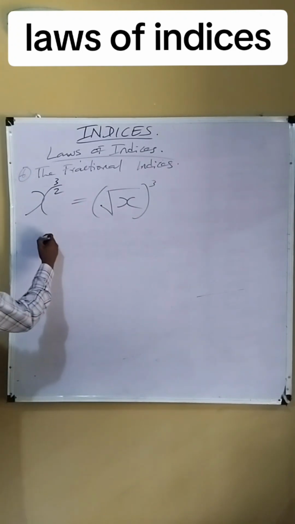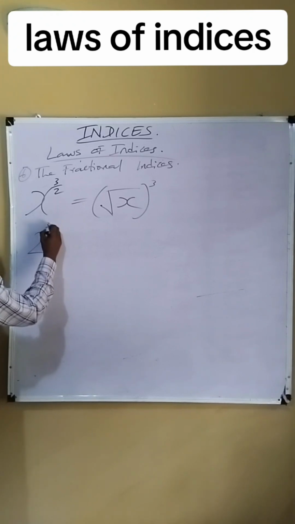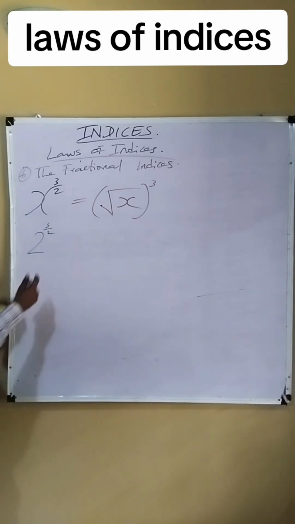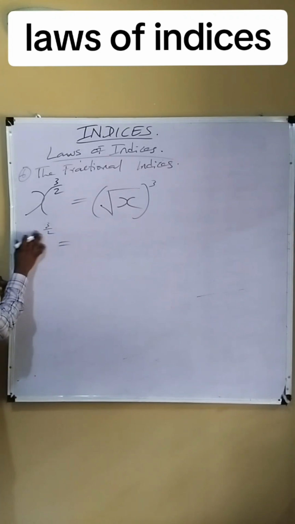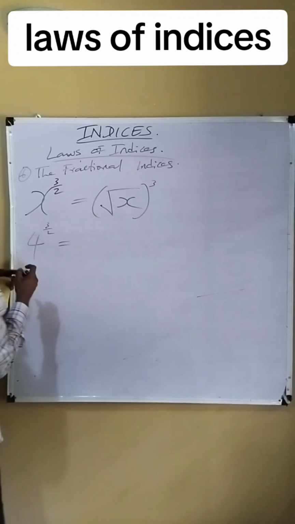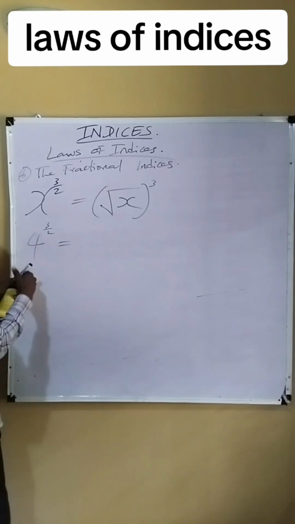Why if you have something like this? 2 raised to the power of 3 over 2. It will become what? Or let's use another number. Let's say 4 raised to the power of 3 over 2. This will become what?